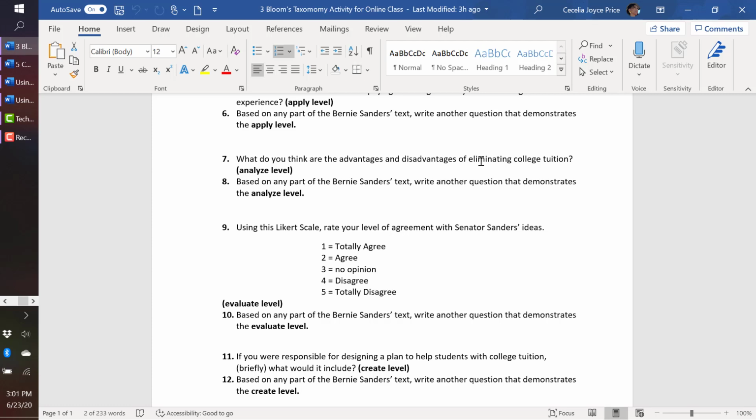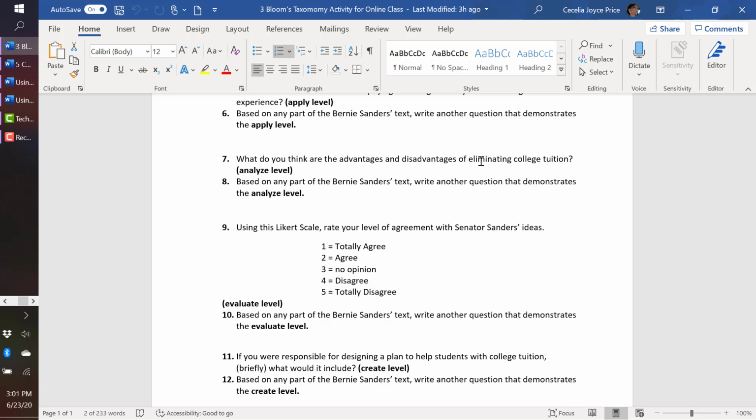Now we're taking what we have learned so far. We're looking at pros and cons. Another way that you can analyze is looking at comparison and contrast. What does Bernie Sanders' plan look like as opposed to someone else's plan? Who else has a college plan out there? Maybe Joe Biden, maybe some other person who's running for president. What is their plan? What are the advantages and disadvantages as they relate to someone else's plan?